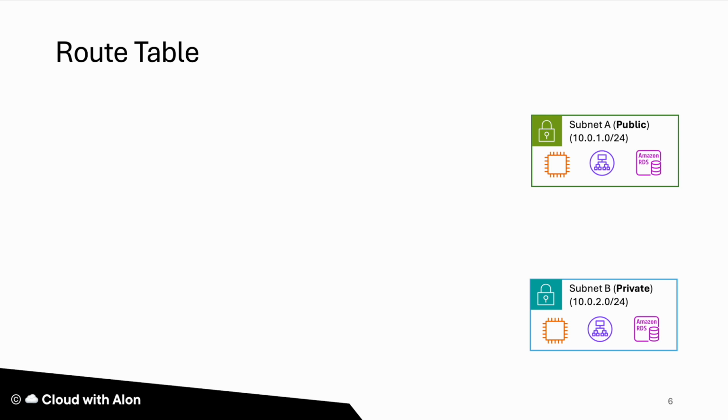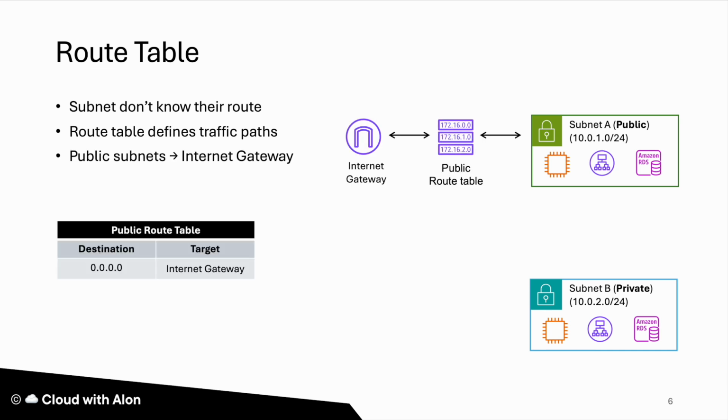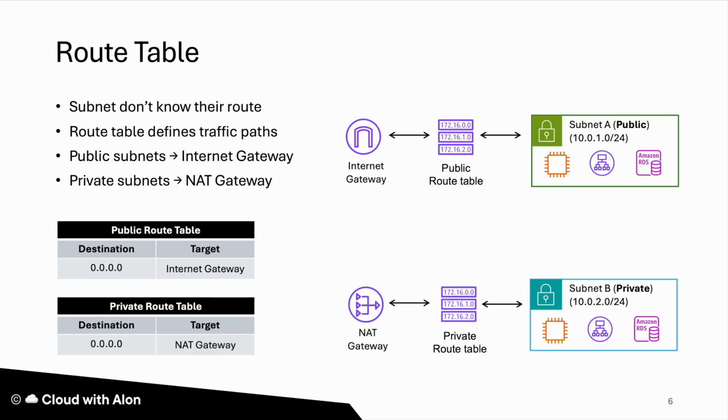But here's the catch. The resources within a subnet don't know how to reach them. That's where the route table comes in. Route table defines how traffic from a subnet is directed. For a public subnet, the route table has an entry that sends all internet-bound traffic to the internet gateway. Similarly, for a private subnet, the route table has an entry that routes internet-bound traffic to the NAT gateway.